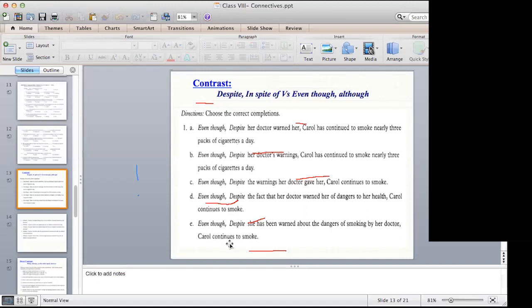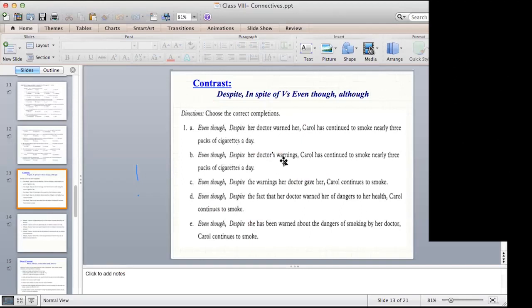Okay. So next one. Even though or despite her doctor's warning, Carol has continued to smoke nearly 3 packs of cigarettes a day. Despite. Why? Because we have a noun here. Okay? Yes. We have a noun. Because we have a noun, we use despite, or, if you want to take notes, in spite of, of course.